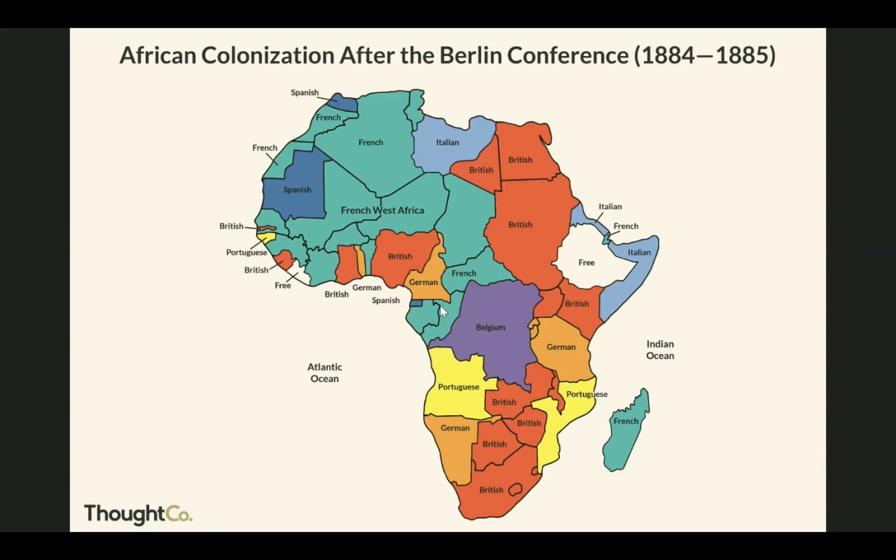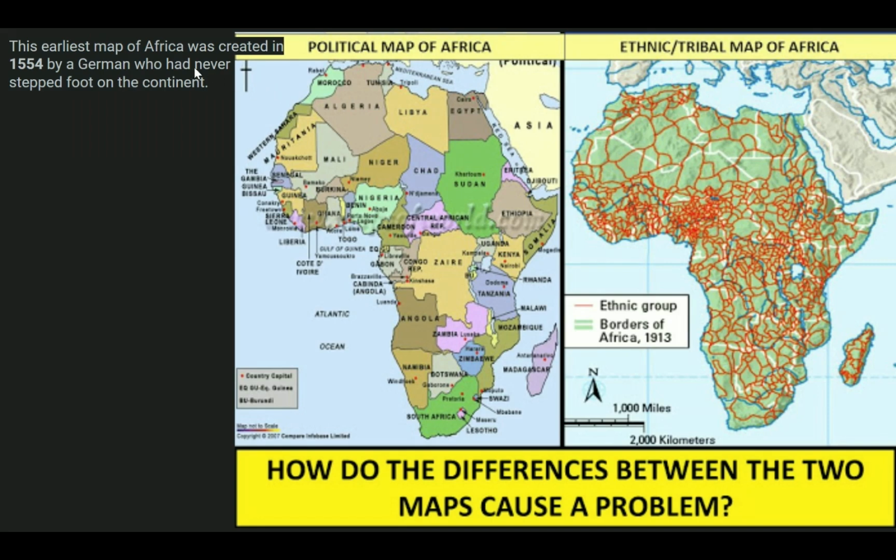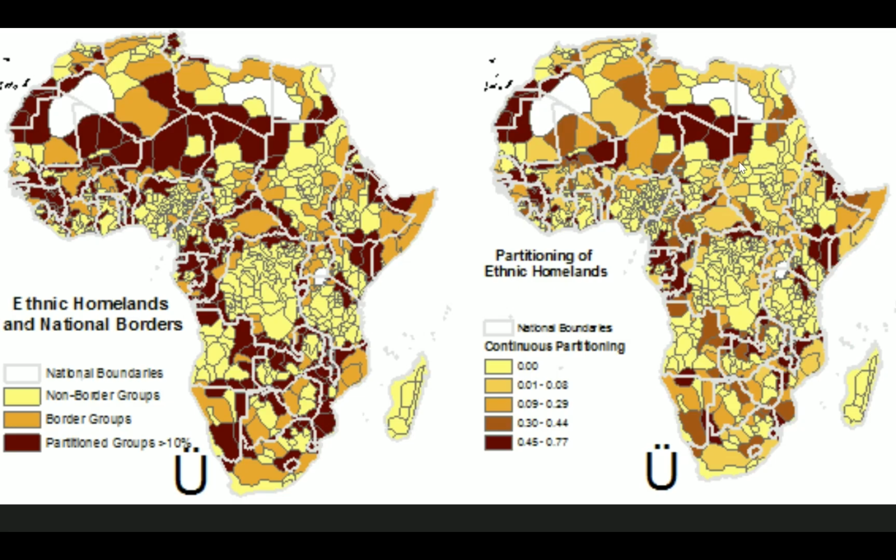So these borders were actually made during the Berlin Conference, 1884 to 85, where these European powers that were dominating and colonizing Africa had a round table group session, and they decided the political borders, some of which had never stepped foot even on Africa. So even the earliest one in 1554 was made by a German who had never stepped foot in Africa. So the political map does not reflect the actual ethnic and tribal map of the many, many groups of people within Africa.